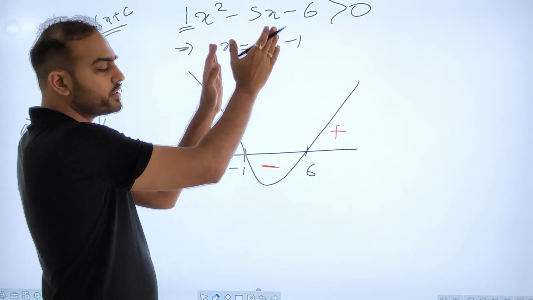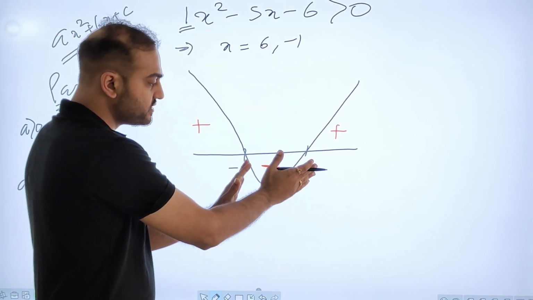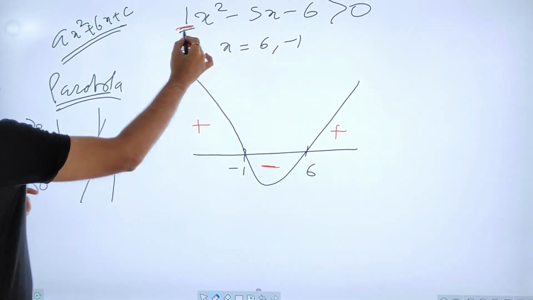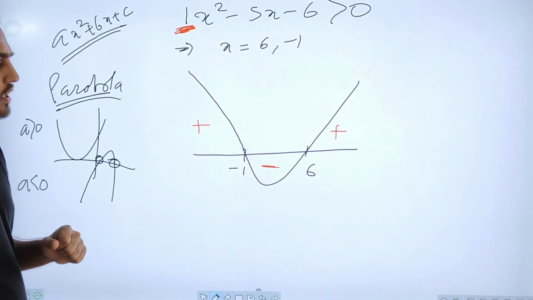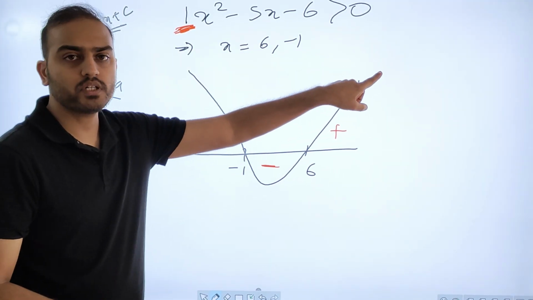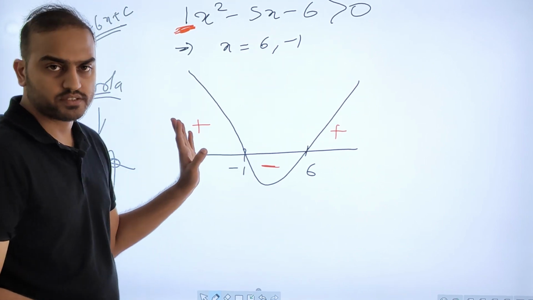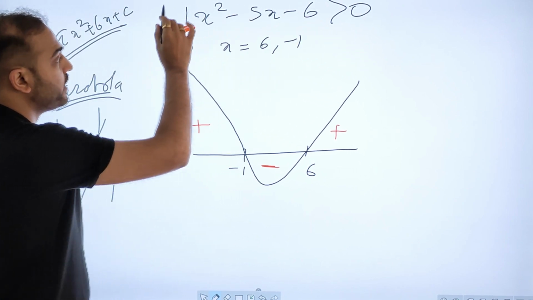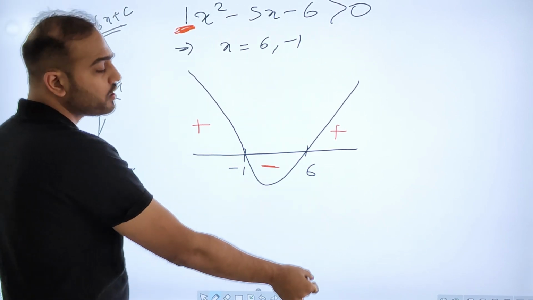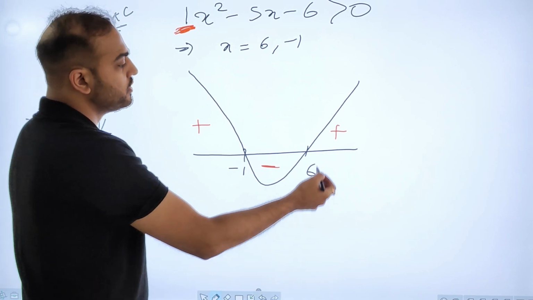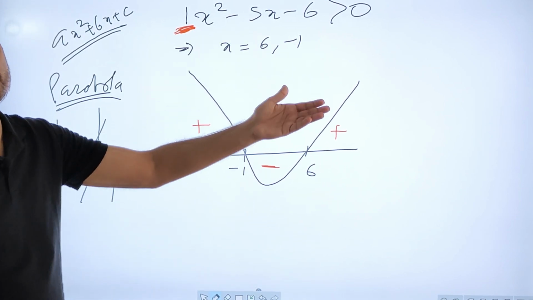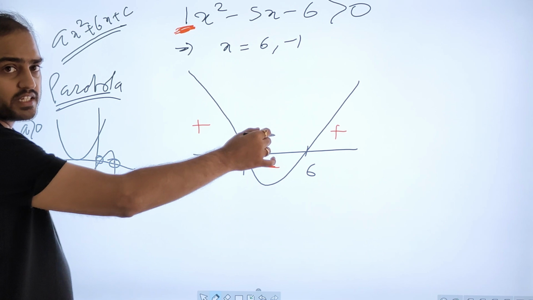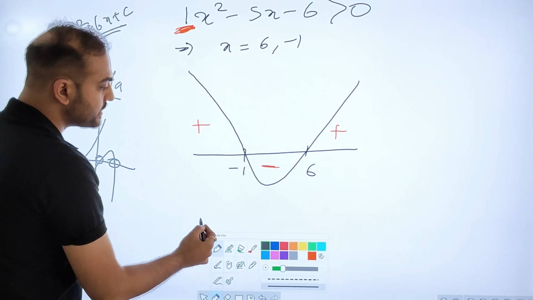So you solve the quadratic equation, find the roots, place the roots, then just draw the graph. If a is positive, the term with x square, if that is positive, the parabola goes upwards, the answer will be plus minus plus. If a is negative, the same parabola goes downwards. Then you look where the region is above the x-axis is positive, below the x-axis is negative, so you know your regions.